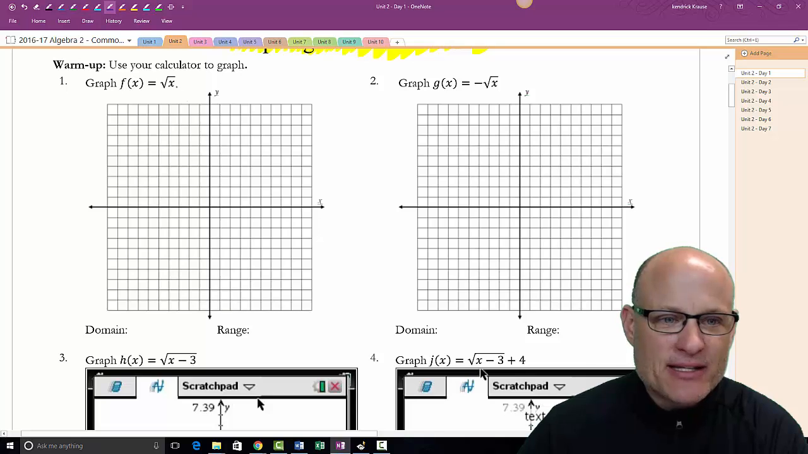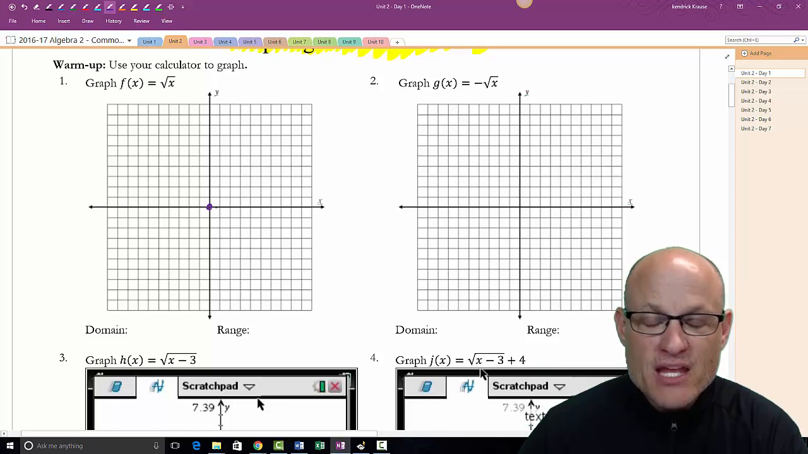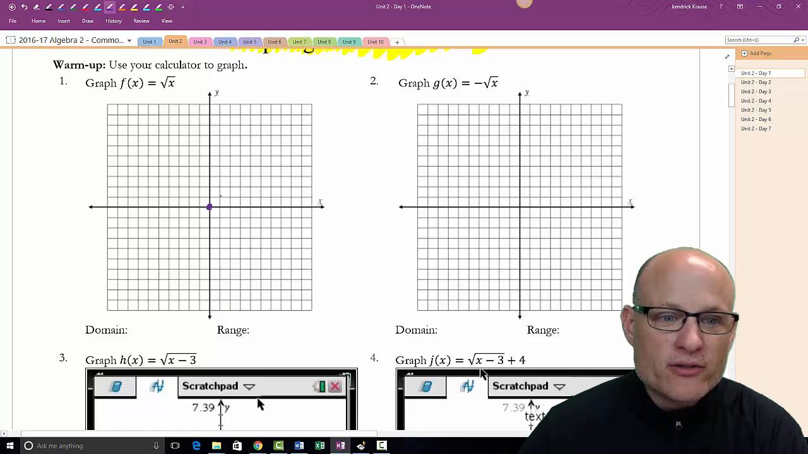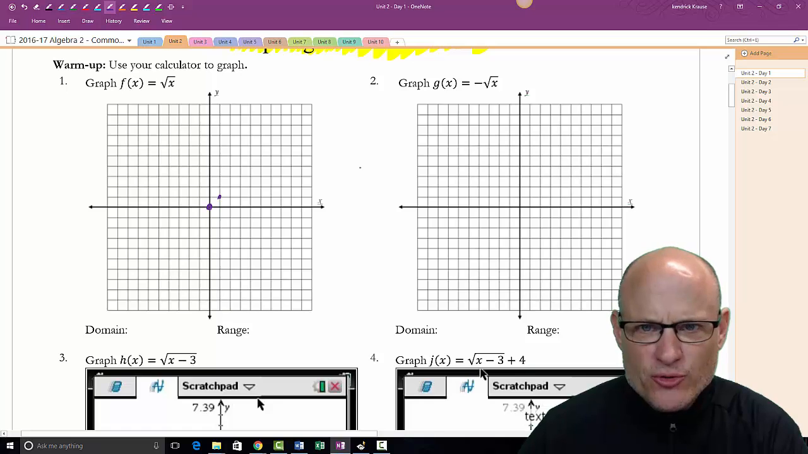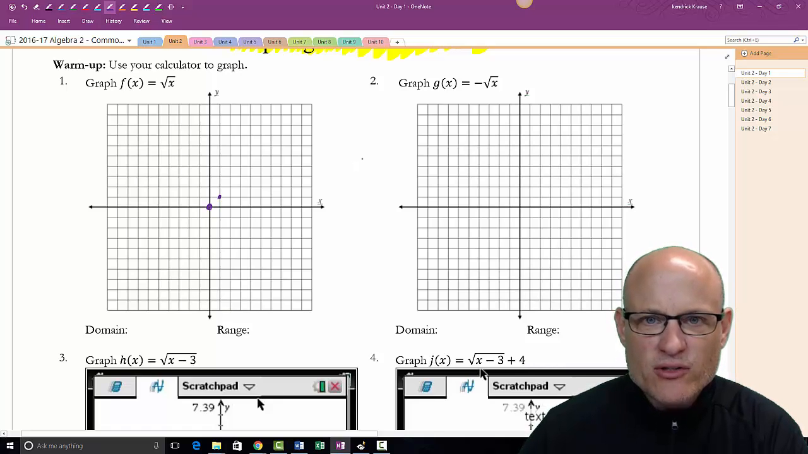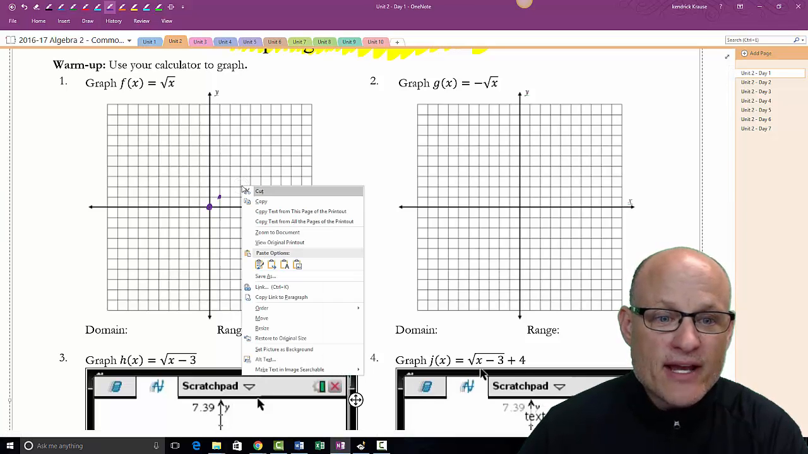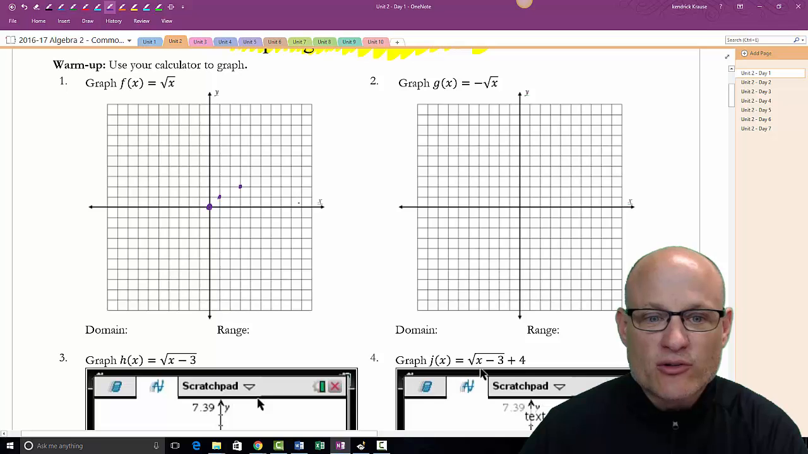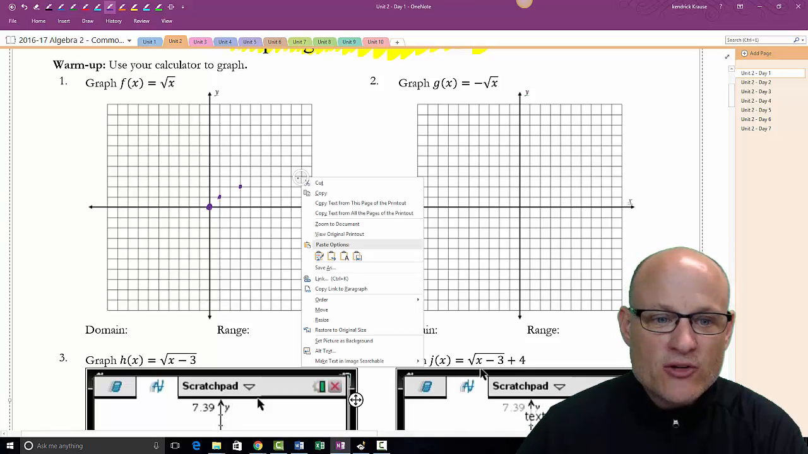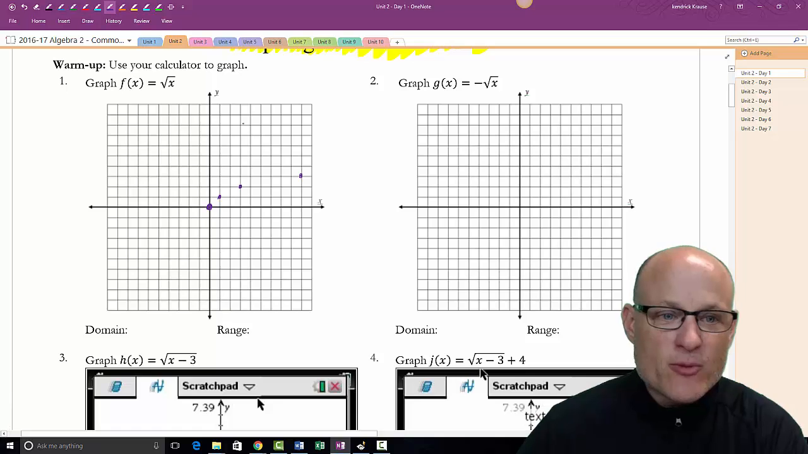So the first number I'm going to use is 0. If I plug in 0, I get 0. Square root of 0 is 0. If I plug in a 1, square root of 1 is 1. If I plug in a 2, square root of 2 is 1.414. Can't graph that. Square root of 3 is bigger than 1.414. The square root of 4, though, is 2. And the next nice thing is the square root of 9, which is 3. So, again, here is another parent function.